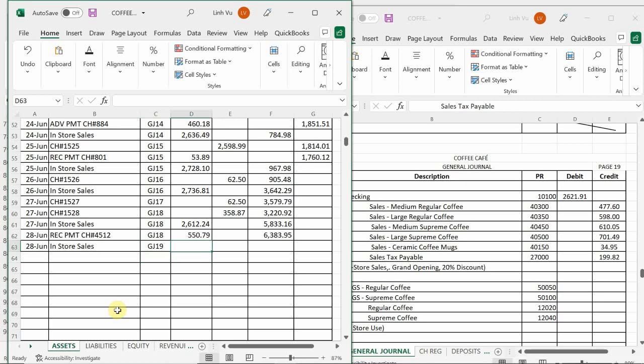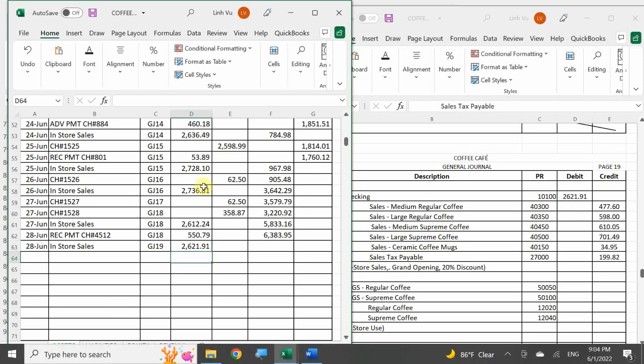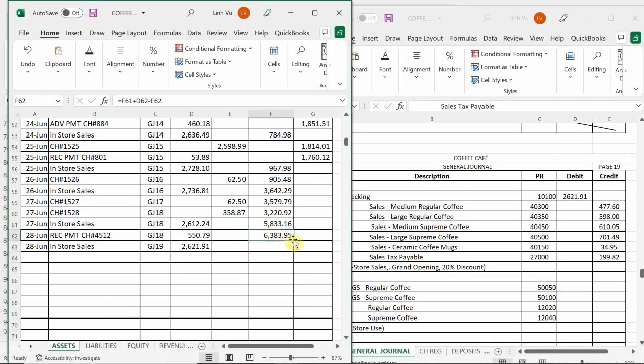I increased my checking account by $2621.91. And that should give me a grand total of $9,005.86 in my checking account.